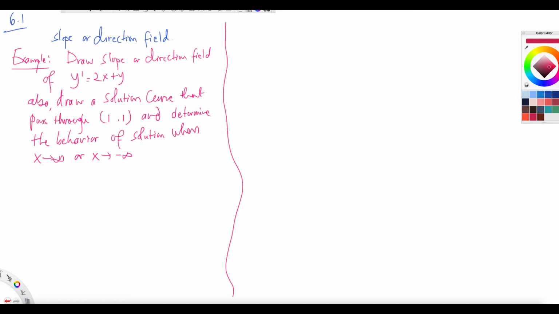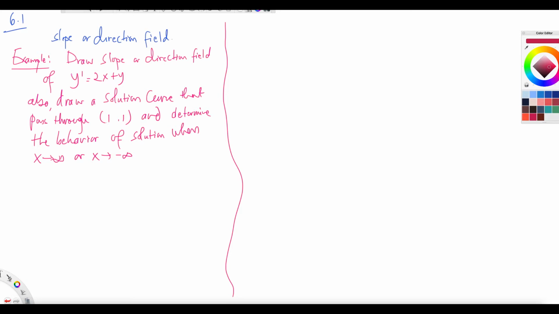All right, so as I mentioned in the last video, some of the differential equations will be hard to solve, or they're very complicated. But how do I find out the solution? In that case, there are certain techniques we use. One technique is slope field or direction field. Drawing the slope field or direction field will tell you how the solution would look.